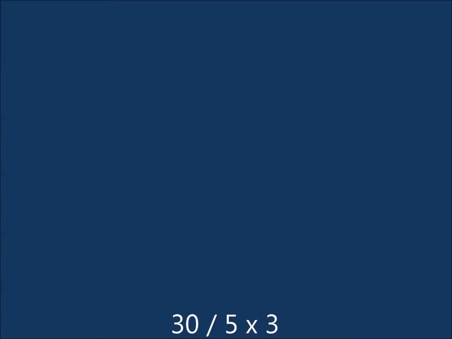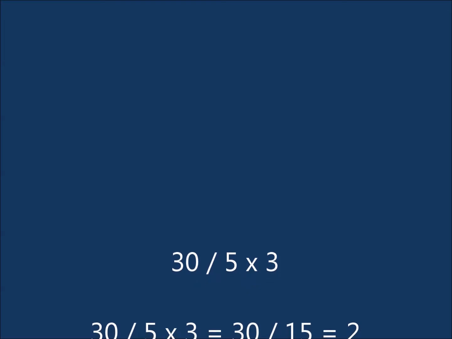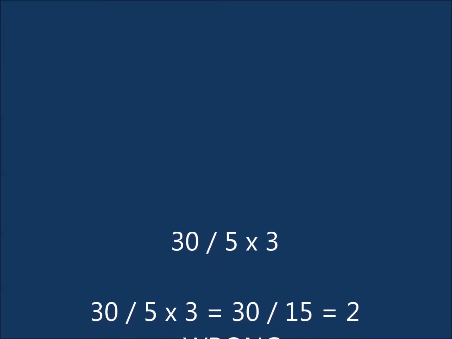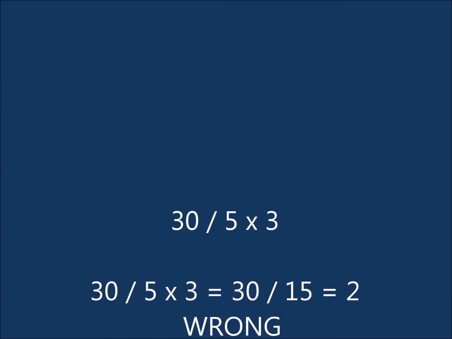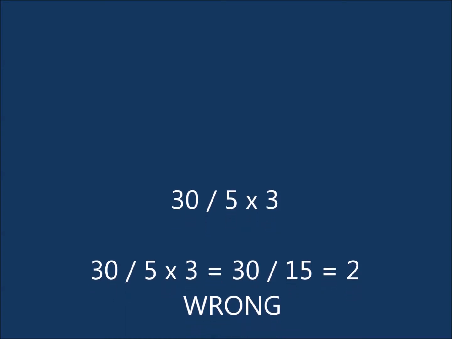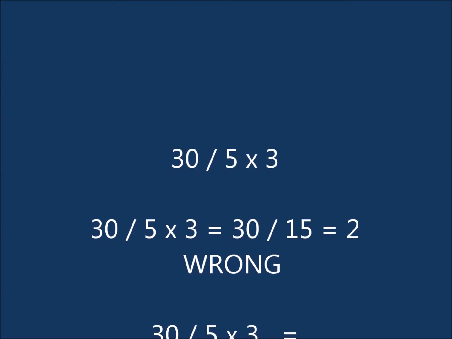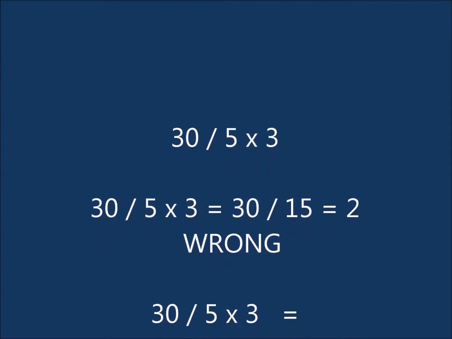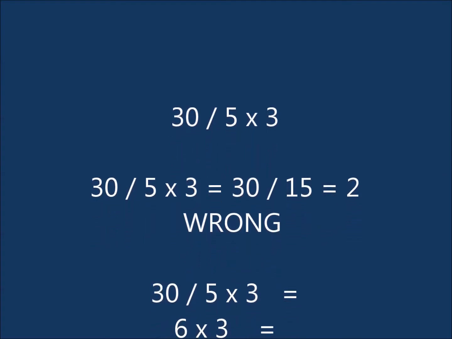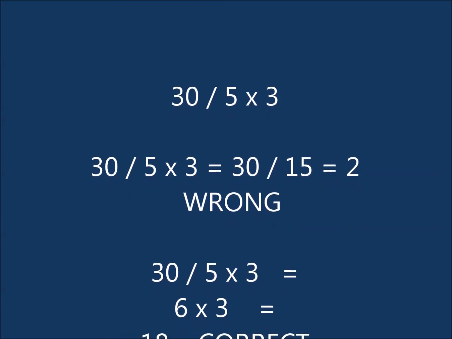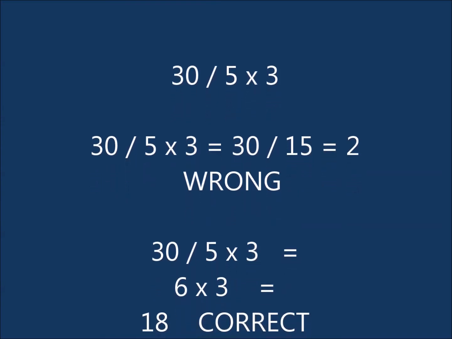Okay, if we have 30 divided by 5 times 3. Now this first example I've provided shows where we'll take that 5 times 3, which gives us 15. So then the problem would read 30 divided by 15 equals 2, and that is a wrong answer. Okay, because we just took that multiply first in that problem.